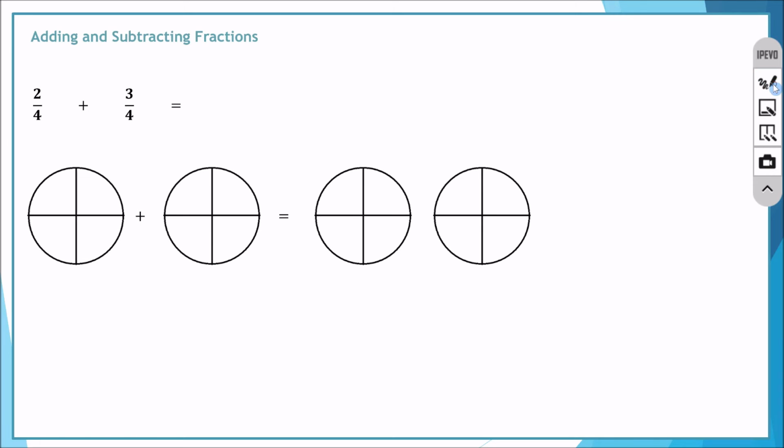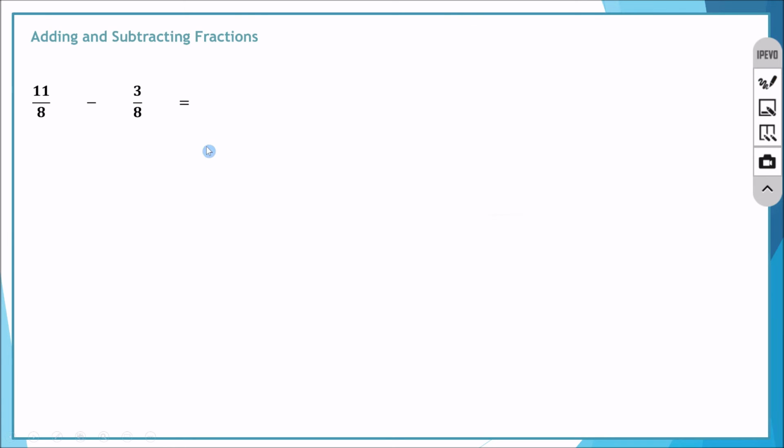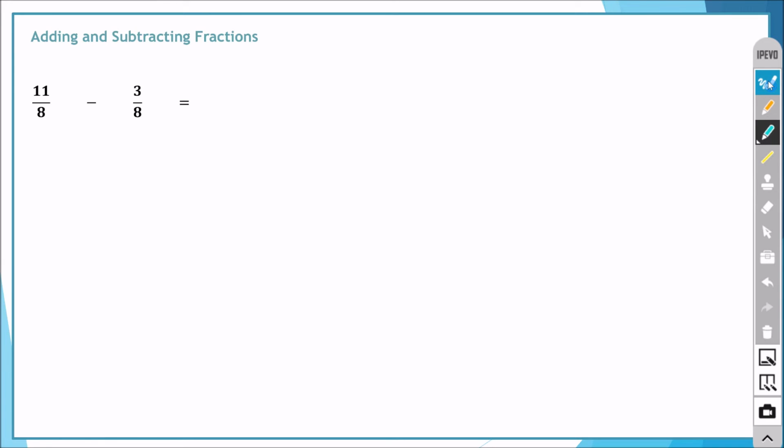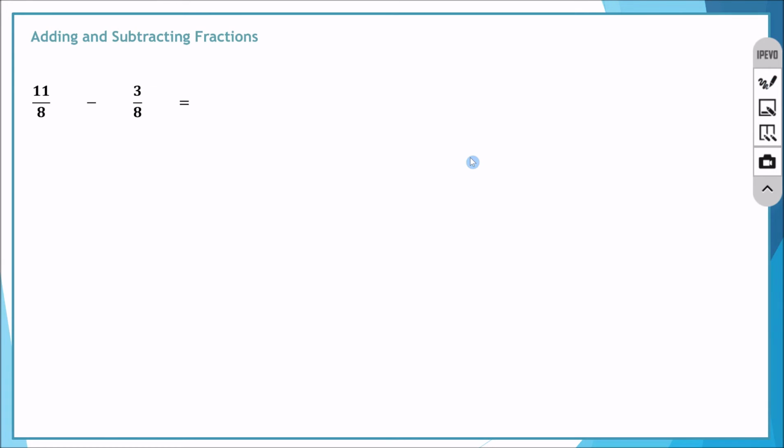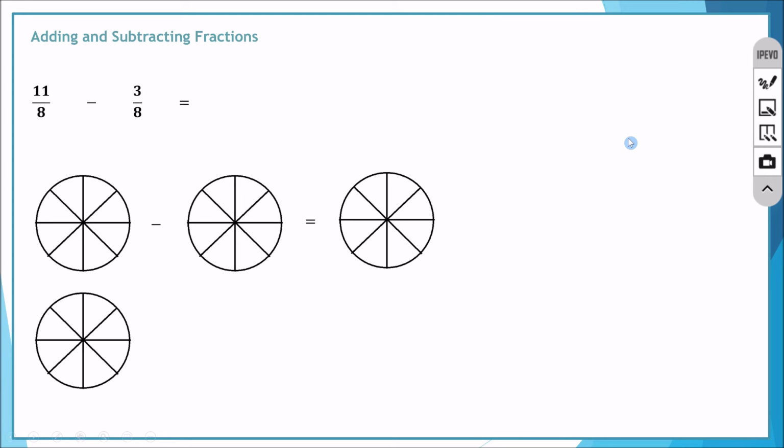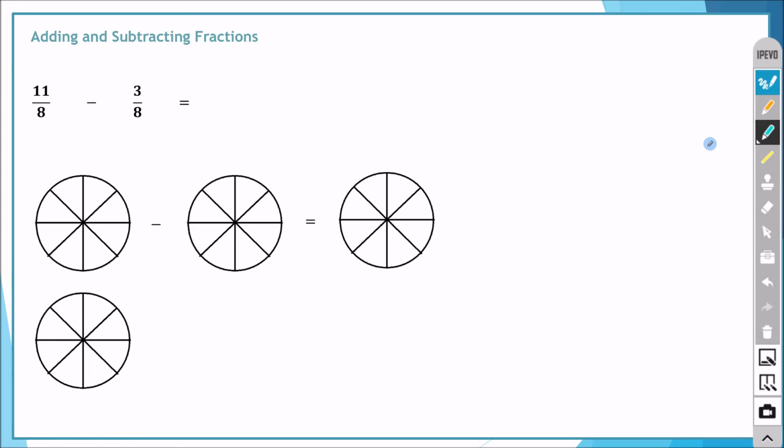So, next question. The next question is another subtraction. We're going to be looking at 11 over 8 minus 3 over 8. So if we go back to drawing our circles, you can see here, like we discussed in the previous slide, we've got an improper fraction, and that's because the numerator is bigger than the denominator. So that means that we know we're going to fill at least one whole circle here.